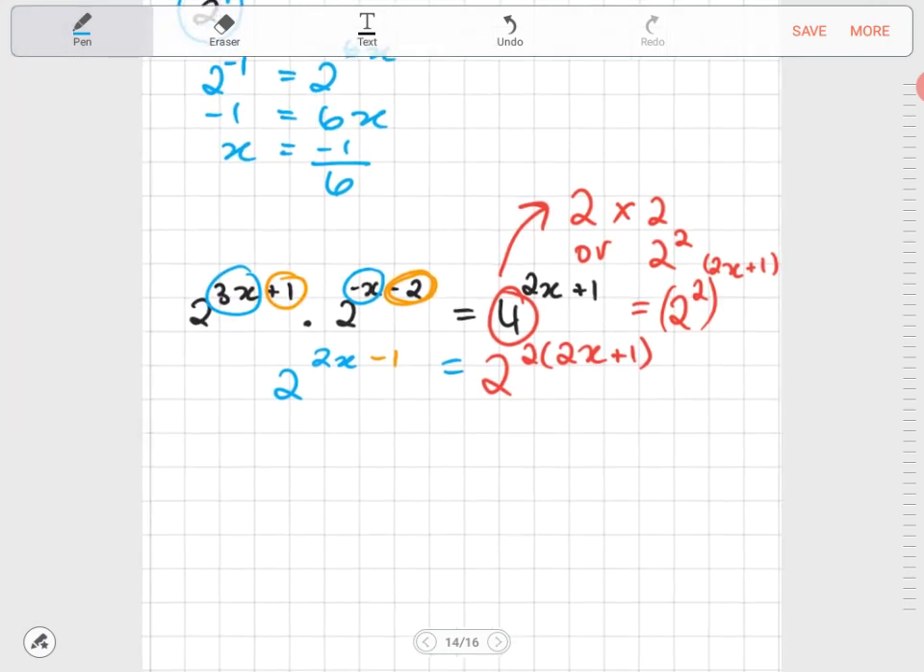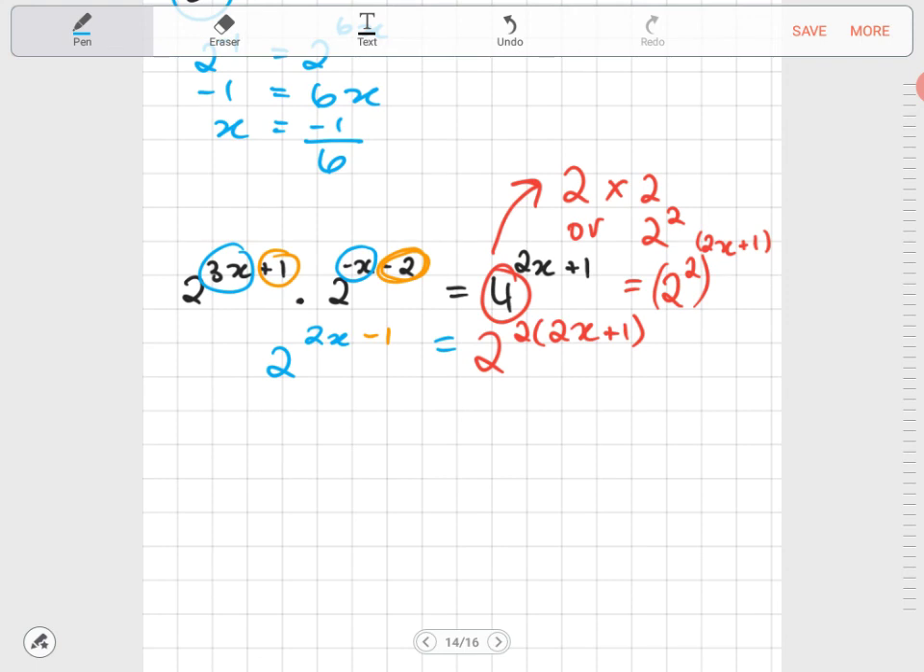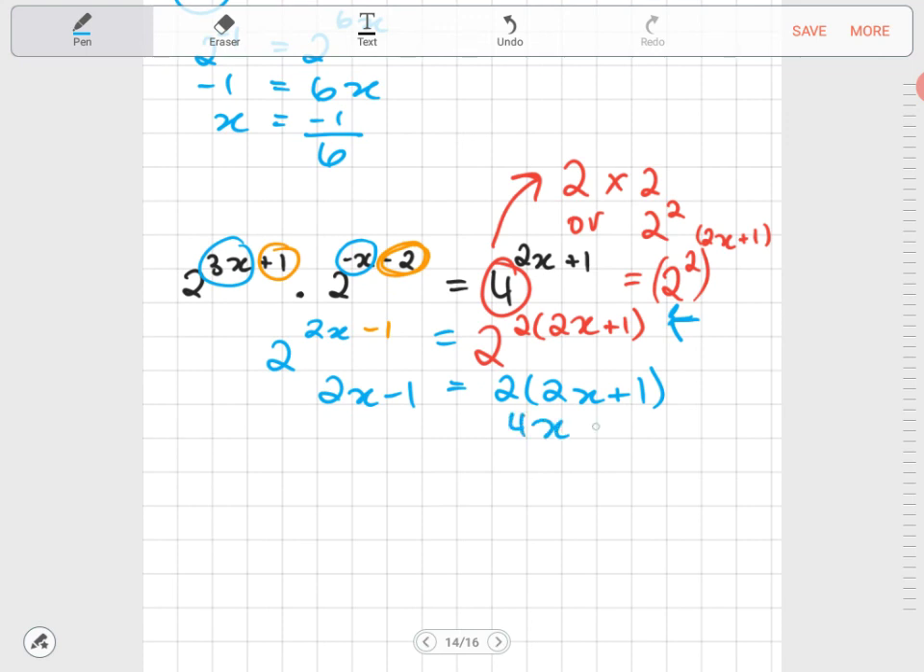So once we have that, our bases are the same. I am going to worry about expanding this bracket later, once we have gotten them in a simpler way. So 2x minus 1 is equal to 2, open bracket, 2x plus 1. So now we're going to expand our bracket on our right hand side and just copy down our left. And we are going to simplify it as we normally would.